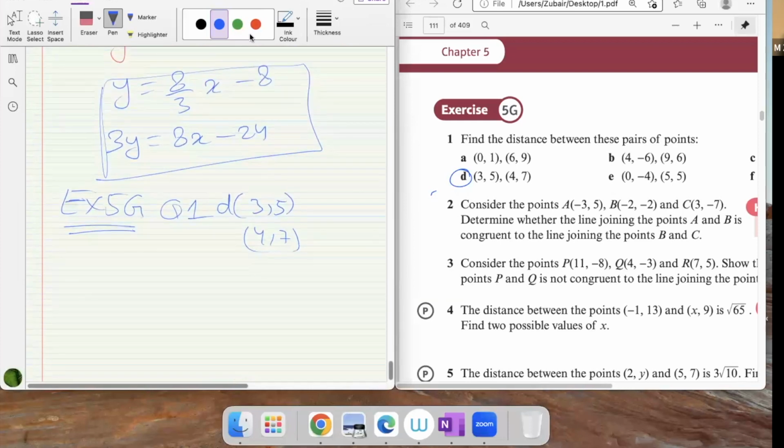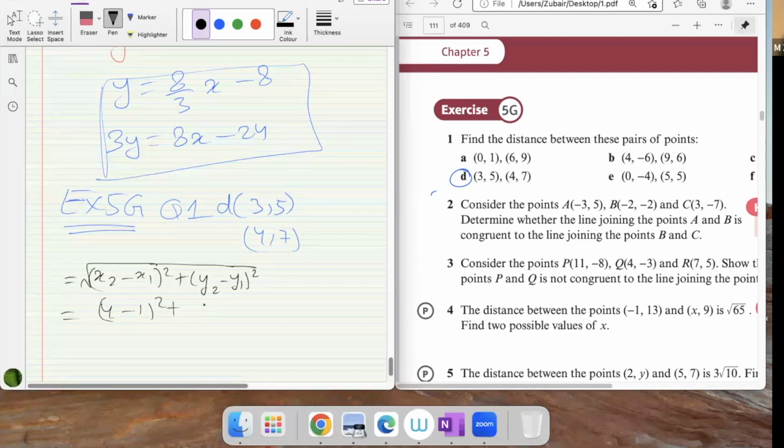So for distance, we need the distance formula: square root of x2 minus x1 whole square plus y2 minus y1 whole square. So the distance is x2 minus x1, y2 minus y1: 1 square plus 2 square, square root of 1 plus 4. So the distance is square root 5 units.